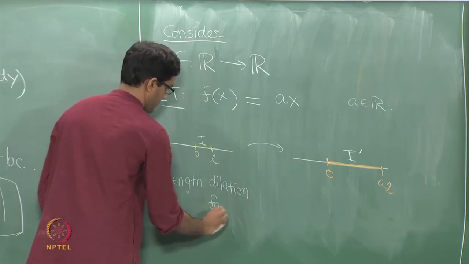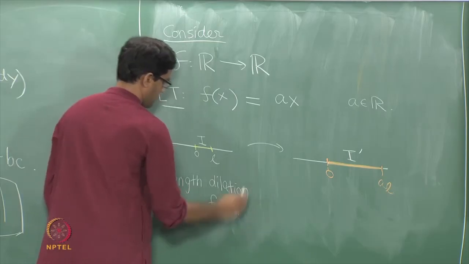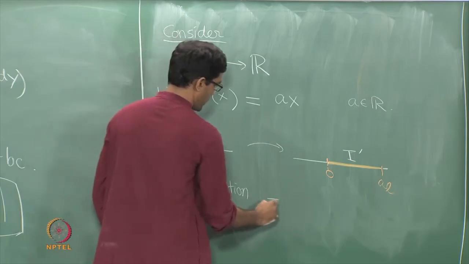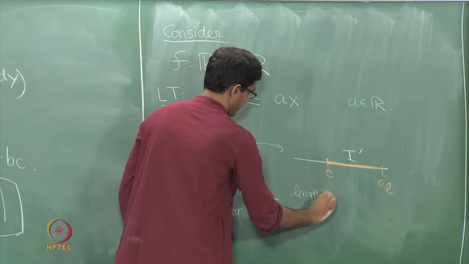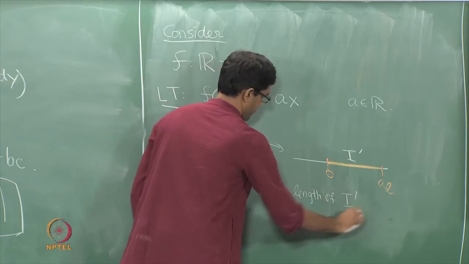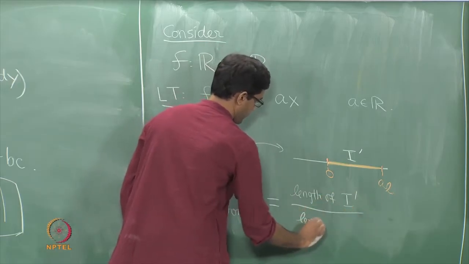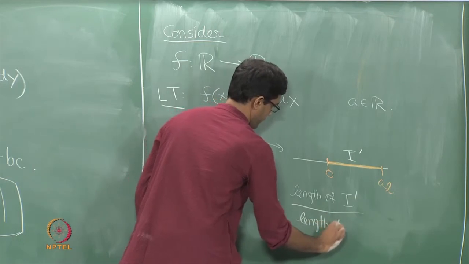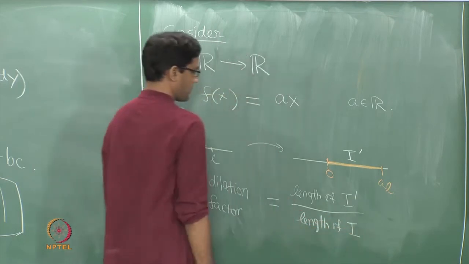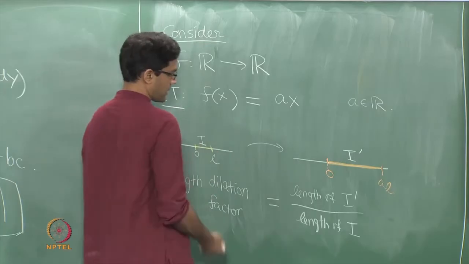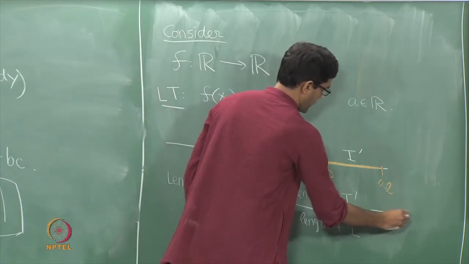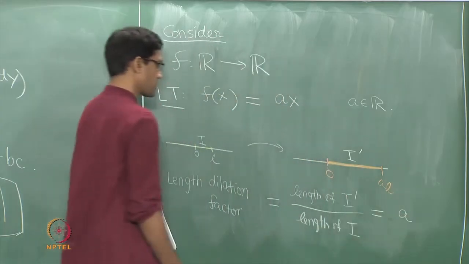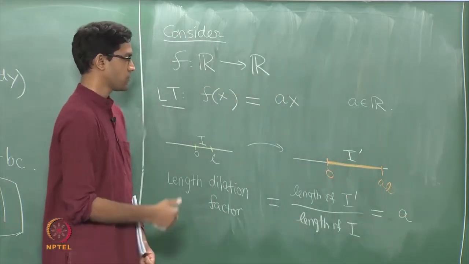Okay. So here, the length dilation factor for the map f is the following. It's just the length of I dash divided by the length of I. And observe here that I dash has A times the length of I, right? This is AL and this is L. So this is just going to be A. Okay. So this is, of course, if A is positive.